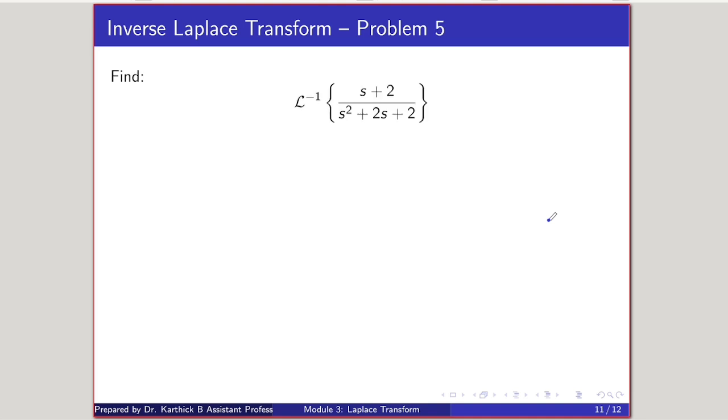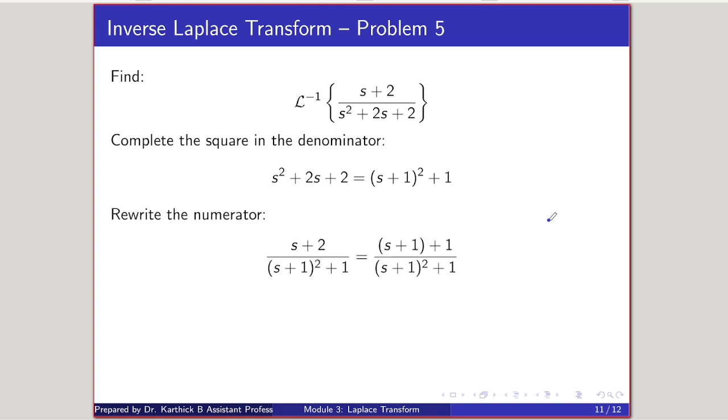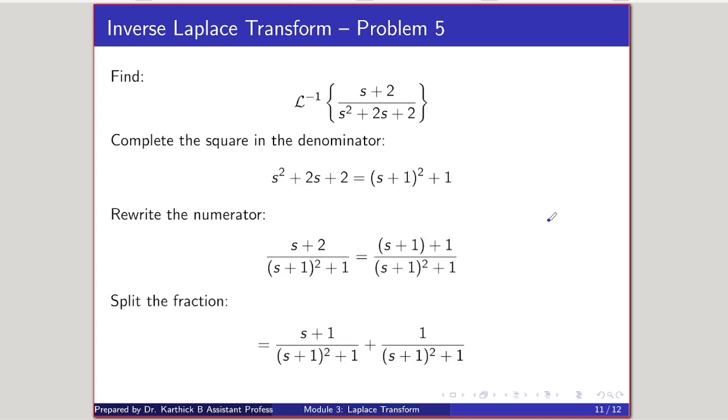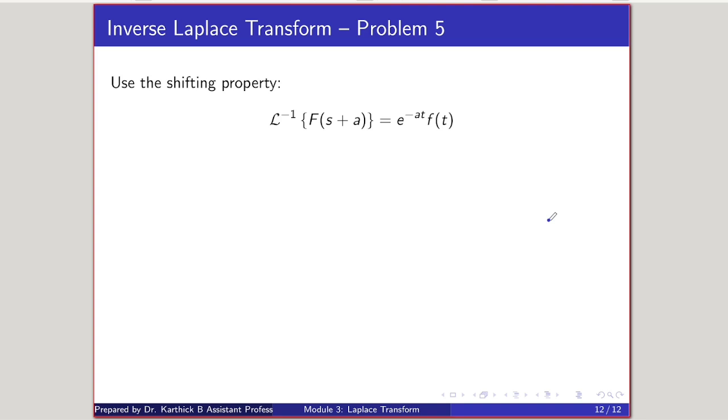The next problem: Laplace inverse of (s plus 2) by (s square plus 2s plus 2). I'm just taking the denominator part and making a simplification. Next, I'm taking the numerator part. For my convenience, I'm taking that 2 as 1 plus 1 and I'm splitting the terms in a similar manner, and I'm just applying the first shifting theorem. Whenever you get a square with any of the terms, we have to apply the shifting theorem. So this is also a first shifting theorem.